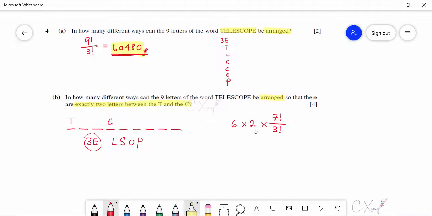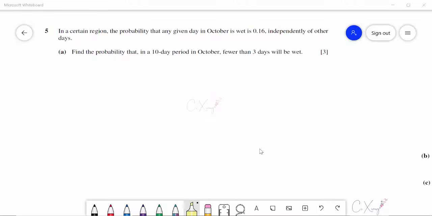All right. So this part is for the remaining letters. 6 is for the positions for the T and C with 2 letters in between. Then multiply with 2. The 2 is because you can exchange the C and T. All right. So by multiplying everything together, you will get 10080. So this is how we arrange what they want here. Okay, so this is how we solve question number 4.